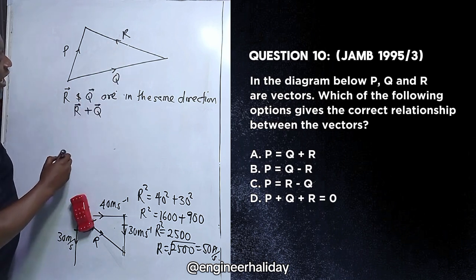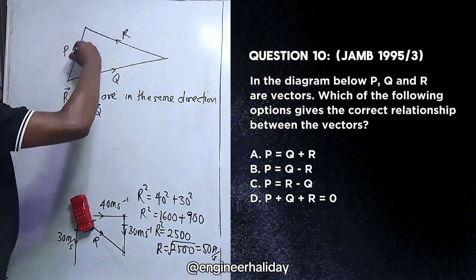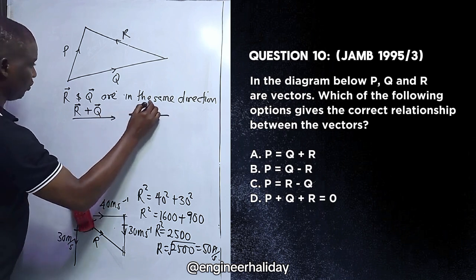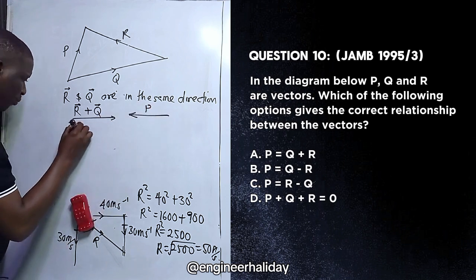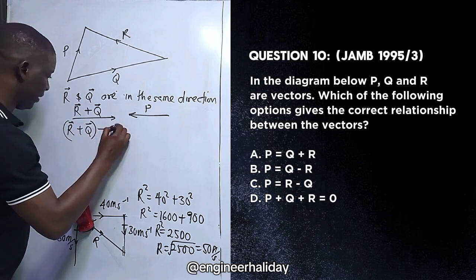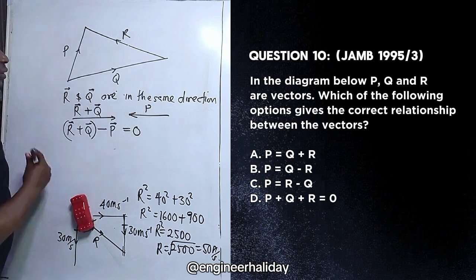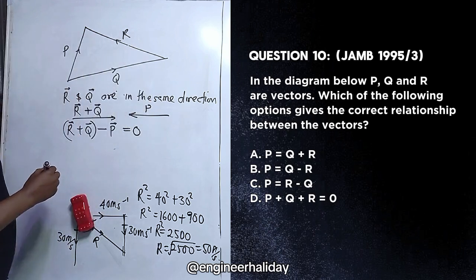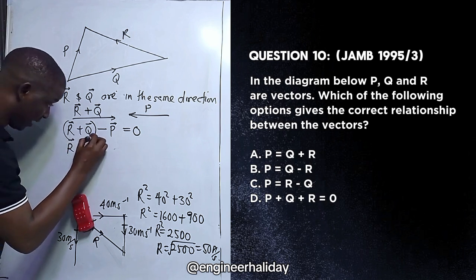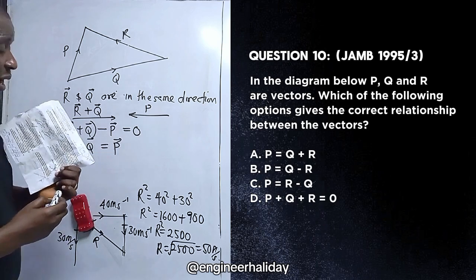Since they are going in the same direction, according to vectors you add them together. Then P is going in the opposite direction to the two of them, so we subtract P from R plus Q together, and it must equal 0 because it's a triangle. The algebraic sum of vectors in the triangle is 0. So R plus Q equals P, which will be our answer to that question.